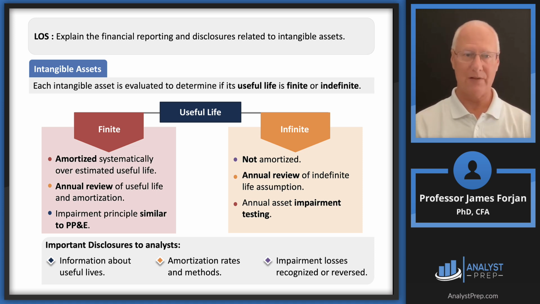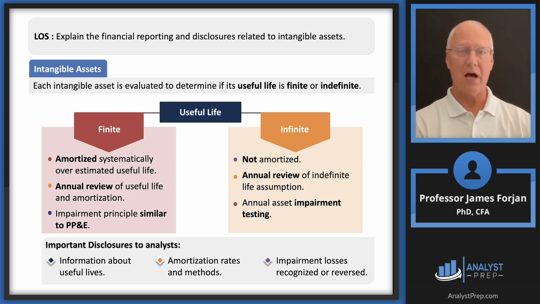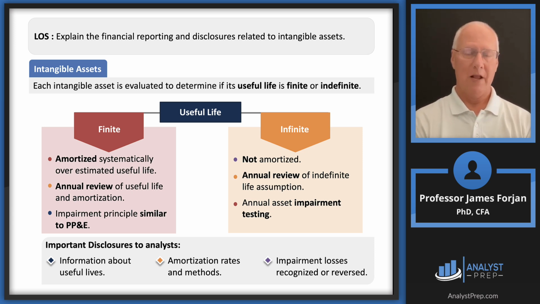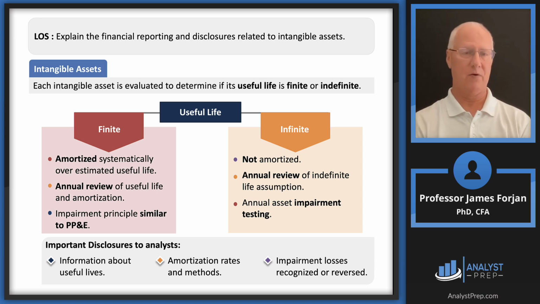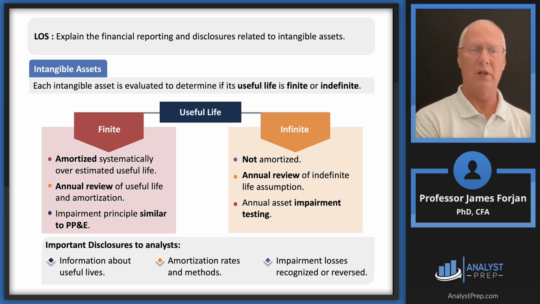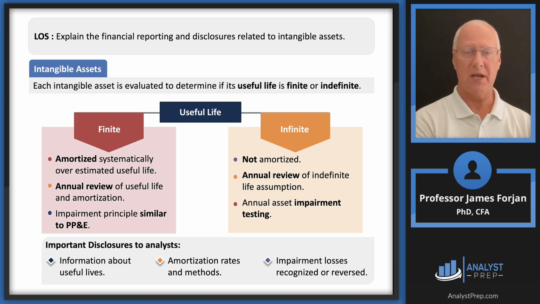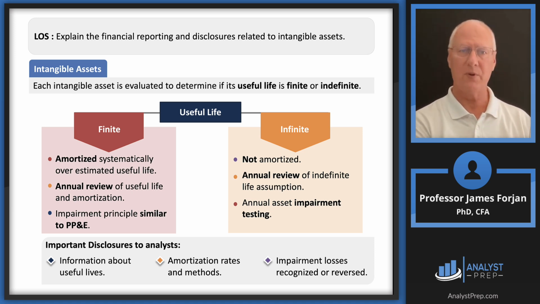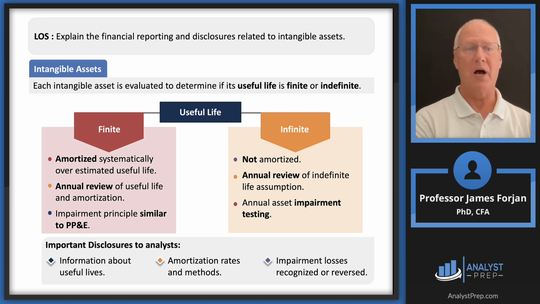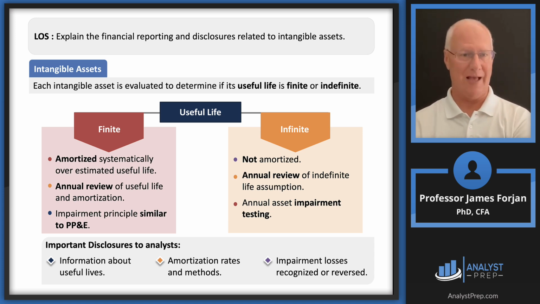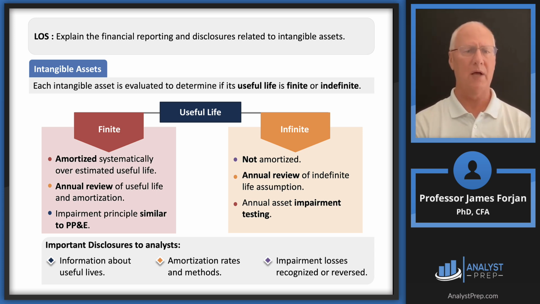Now, these intangible assets are going to have useful lives, just like a piece of equipment or a truck or machinery down at the bottom left of the balance sheet under property, plant, and equipment. And so if the intangible asset has a finite life, well, then it looks an awful lot like depreciation on a machine. But we can't call it depreciation. We depreciate a physical asset. We amortize an intangible asset. And so look at that first bullet point. Amortize systematically over an estimated useful life.